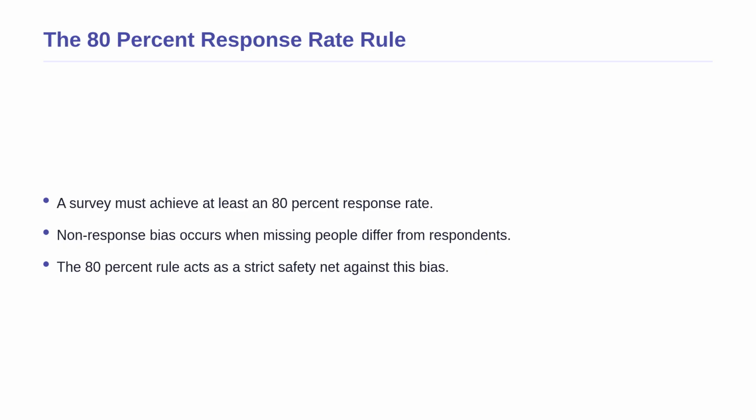This is the hidden error that occurs when the people who ignore the survey are fundamentally different from the people who answer it. For example, busy people might not answer a survey about free time. The 80% rule acts as a strict safety net against this bias.